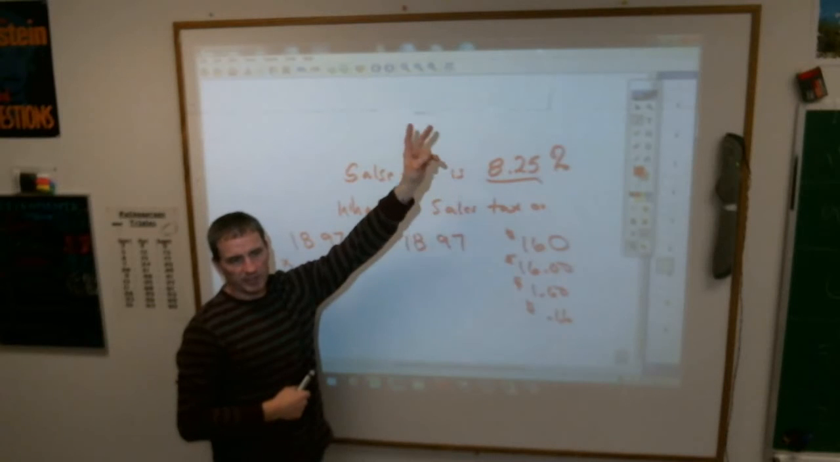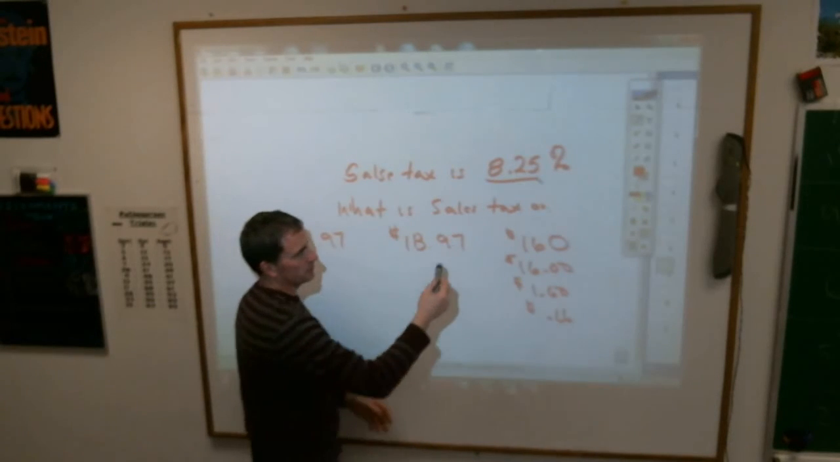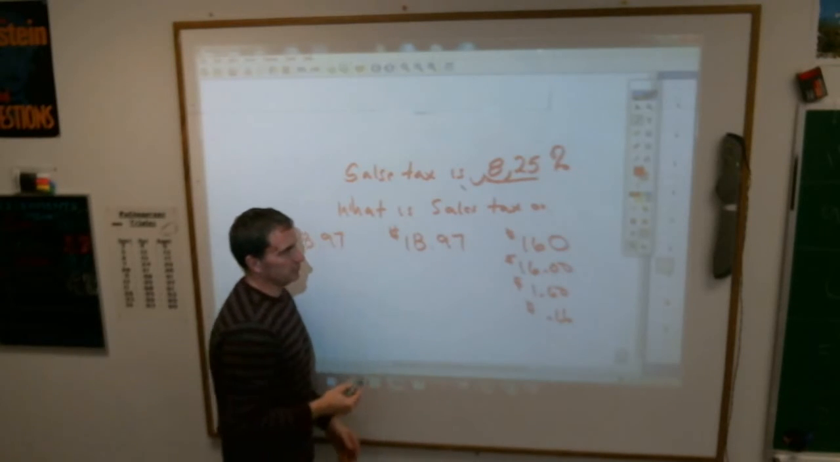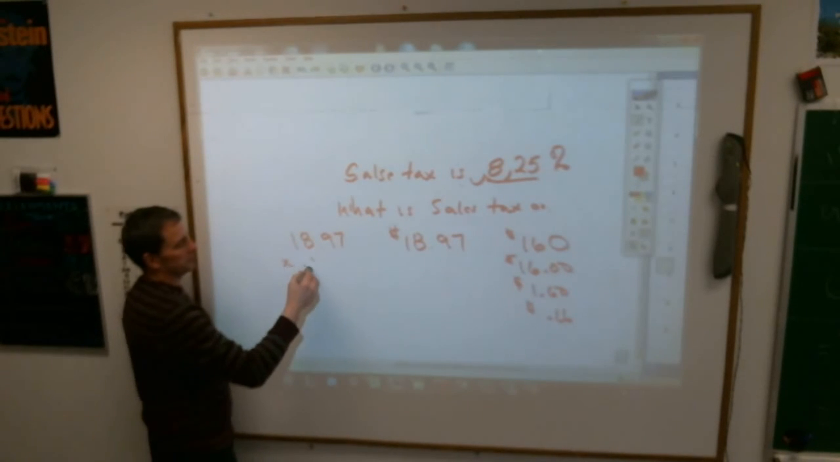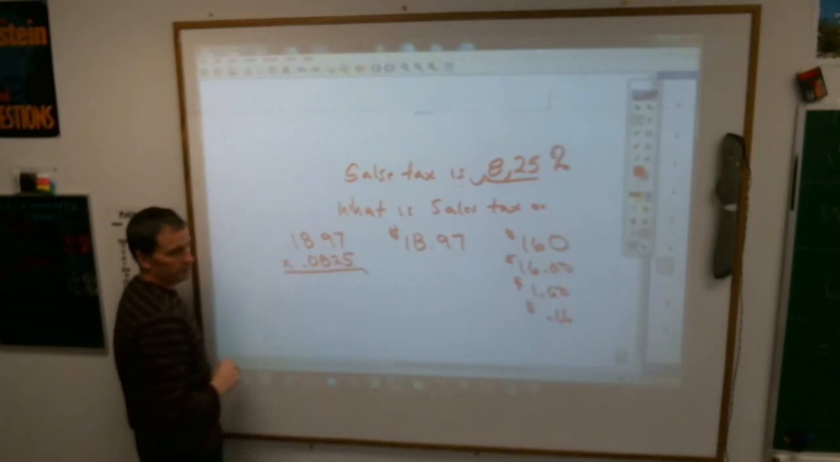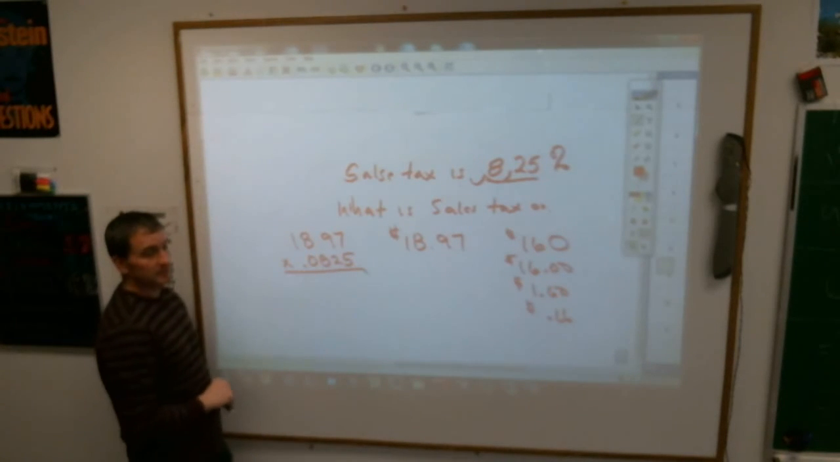How many places do you move the decimal? 2 places, not just one. You have to go 1, 2. It's 0.0825. And everybody's excited about doing that kind of math, right?